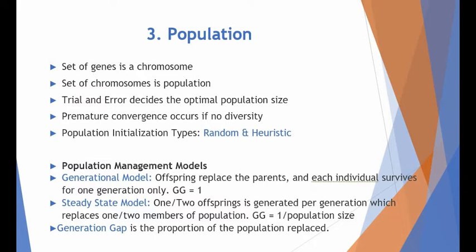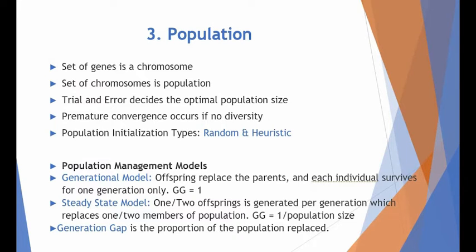Now let's talk about population. Just to recall, a set of genes is a chromosome and a set of chromosomes is a population. Trial and error decides the optimal population size. Premature convergence occurs if there is no diversity. Population initialization types are mostly random and heuristic.